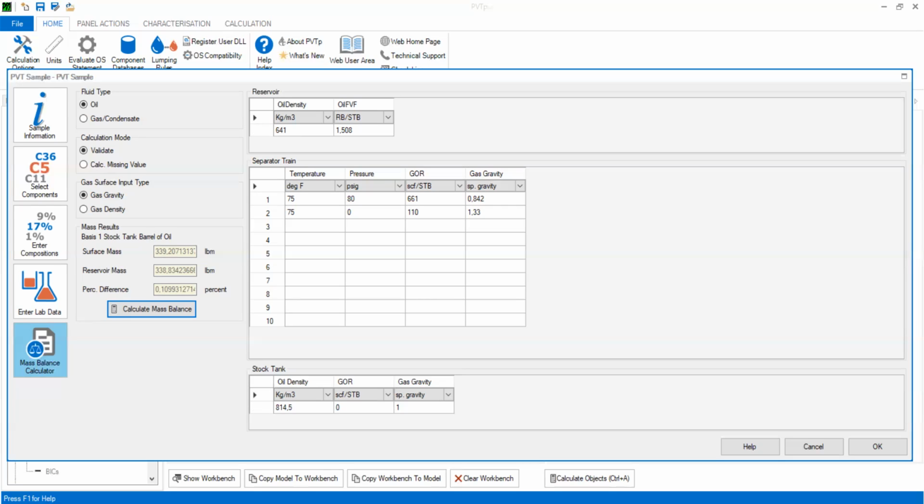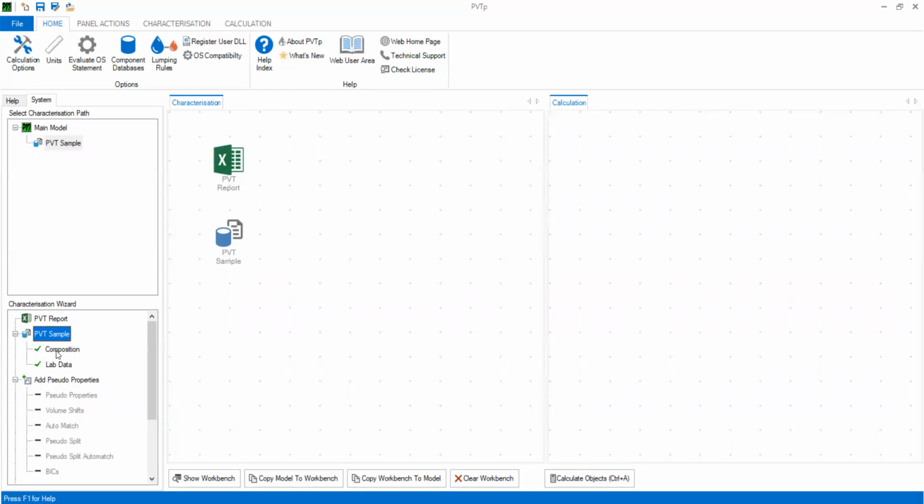Okay, so sample information check, select components check, enter compositions check, enter lab data check, mass balance calculator done. Now that all required data has been entered in this PVT sample section, we can go forward. Before that, we simply click the OK button, and you can see this symbol there. For composition, good, green tick, and lab data, green tick.